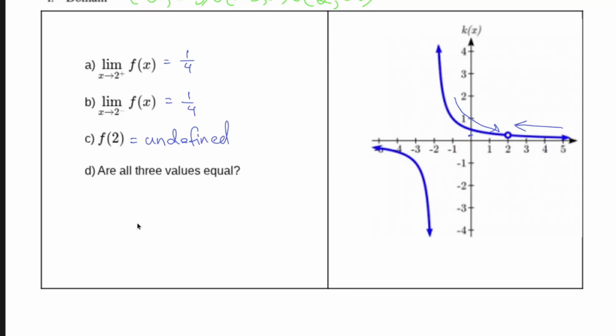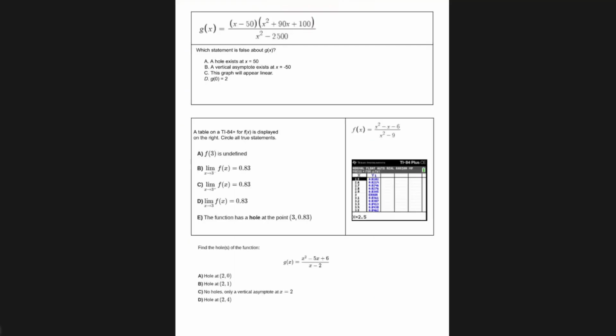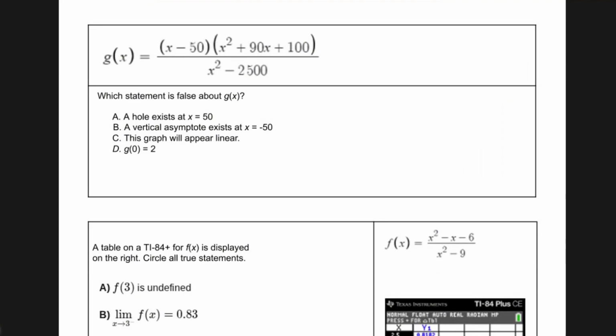Are all 3 values equal? No. Just because the left side and the right side limits are the same doesn't mean the value itself is the same. It's not going to be defined. In fact, that's never going to be the case with a hole, that you're going to have a left-sided limit and a right-sided limit equaling the same thing, but the value itself does not exist. Very bizarre indeed.